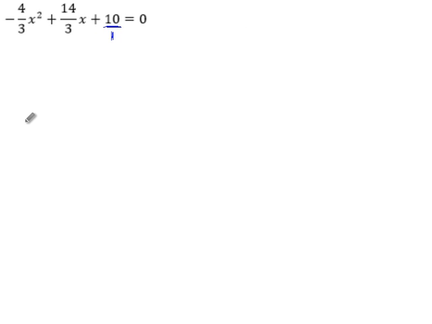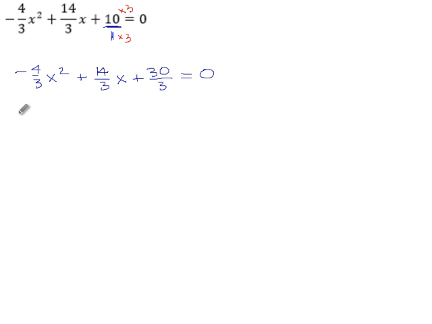We can get a common denominator for these coefficients easily enough. Two of them are already thirds, so it's just a matter of tripling this last one, top and bottom, to make it thirds also. So with that adjustment made, we have minus 4 thirds x squared plus 14 thirds x, no changes there, plus 30 thirds equals 0. Okay, so are there any common factors for this? Clearly there's one. We can factor out 1/3.